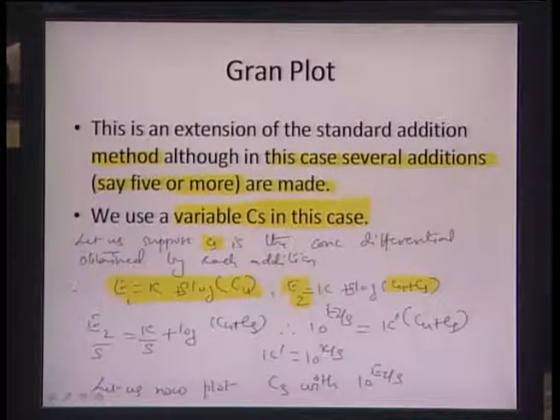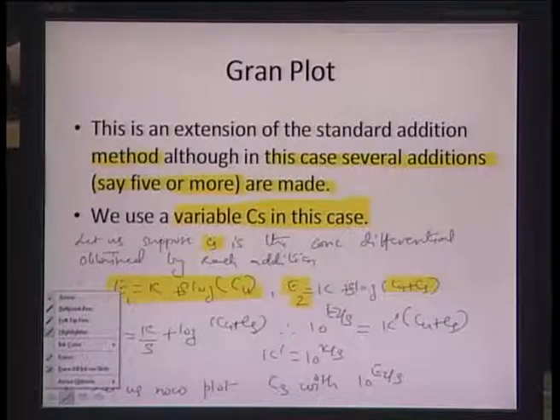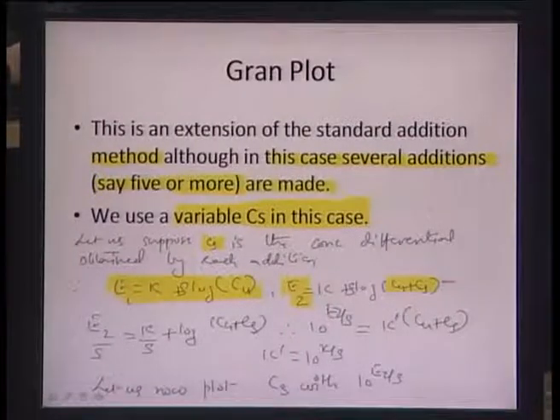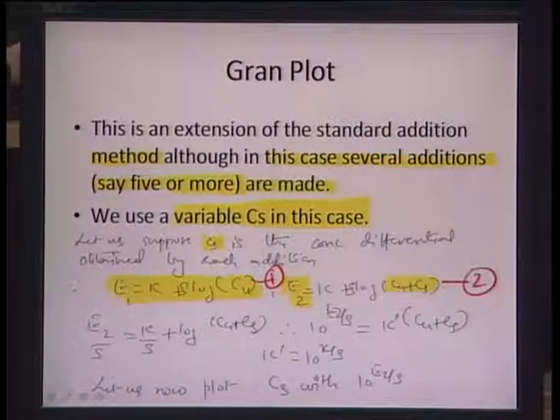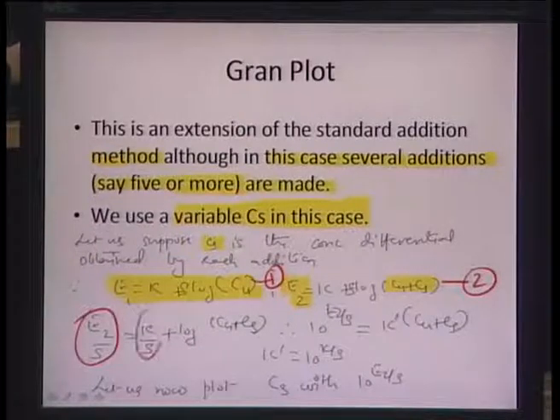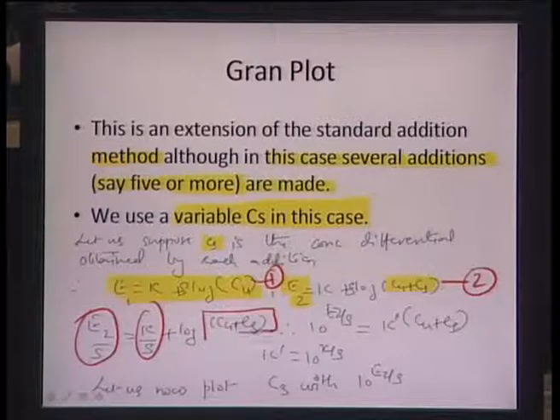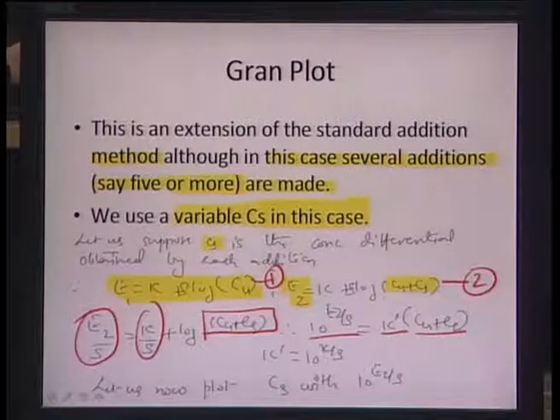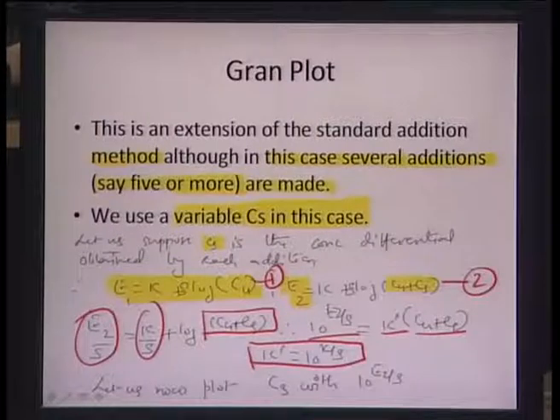So if this is treated as equation 2, and let us suppose this is equation 1, equation 2 can be again redefined as E2 by S equals K by S plus log of (Cu + Cs). And therefore 10 to the power of E2 by S equals K dash times (Cu + Cs), and K dash essentially here is 10 to the power of K by S. Let us now plot Cs with 10 to the power of E2 by S.